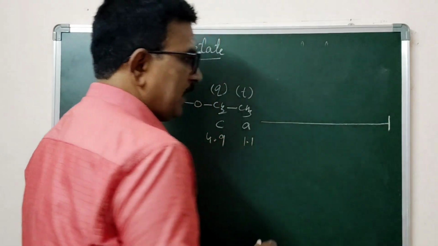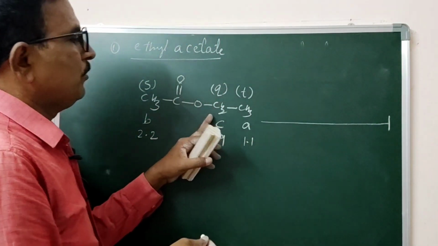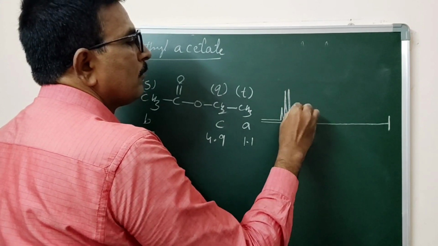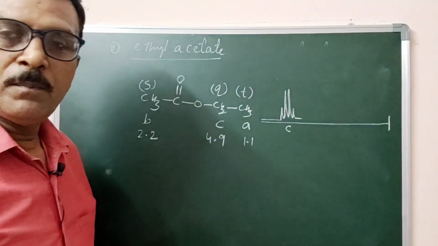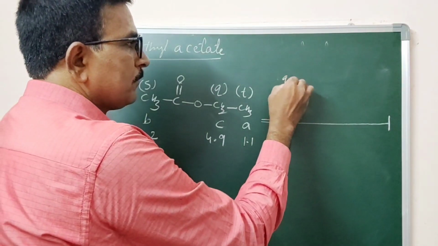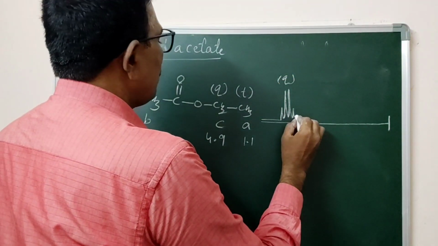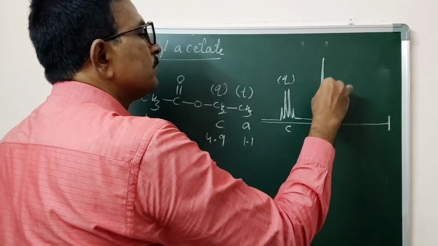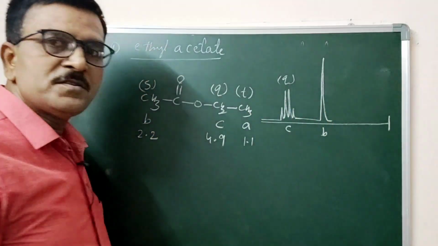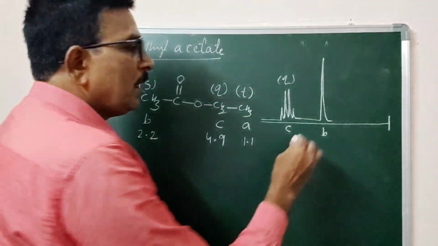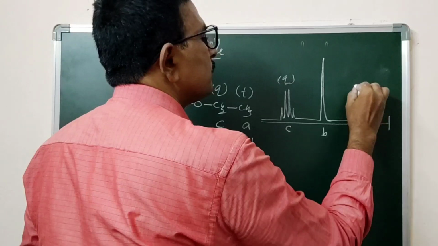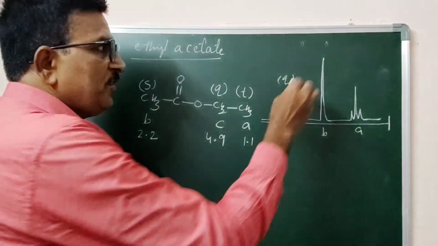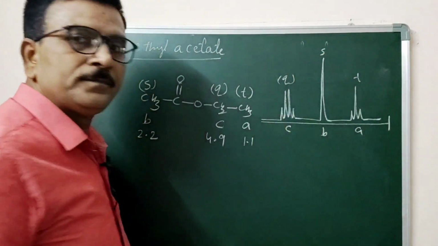We can represent it as first a quartet for the C proton. The C proton appears as a quartet, and the B proton appears as a singlet. This is the B proton singlet. The A proton is a triplet. This is the singlet, this is the triplet.